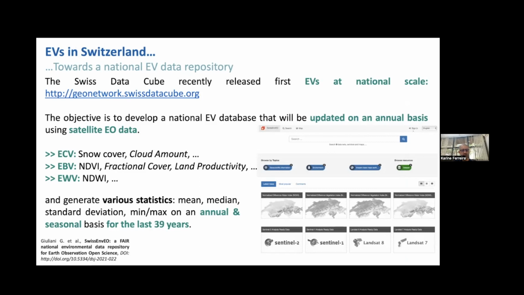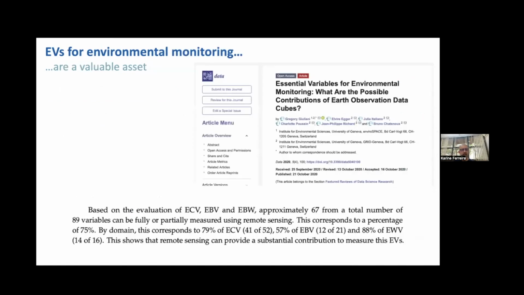So for example, we will have the snow cover soon, the cloud amount, because we have all the cloudy data also from Landsat and so on. We have generated the NDVI, the fractional cover, the land productivity we're still working on, but the NDWI for the water domain, and so on and so forth. So we are able now to really generate some of these essential variables at the national scale and provide them to the end user.